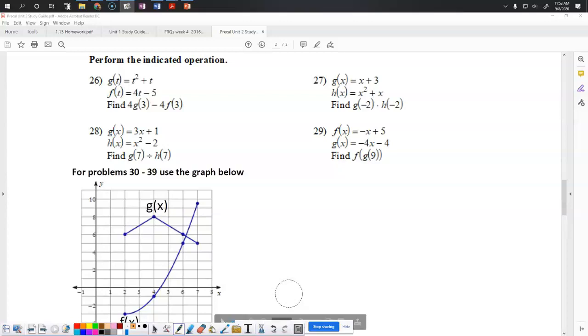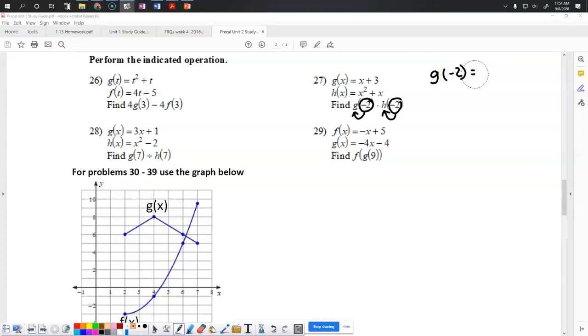Let's do the next one here. For this one, it's asking me to plug in -2 to the g function and also into the h function. After I do that, we're going to multiply those results together. So let's plug -2 into the g function. I'm going to show my work a little bit differently this time. What is g of -2?